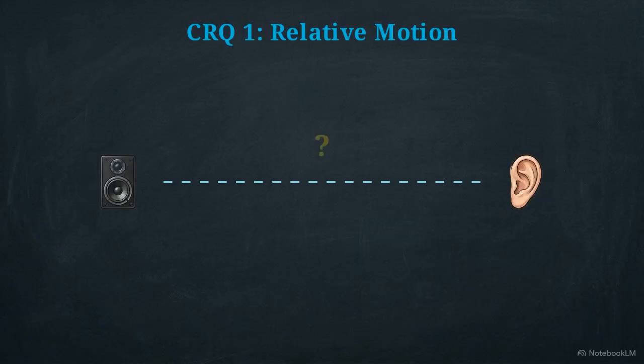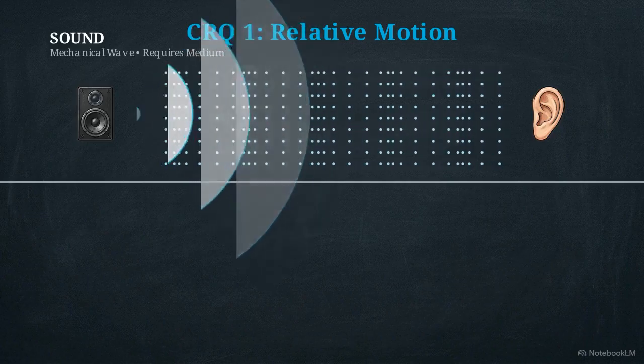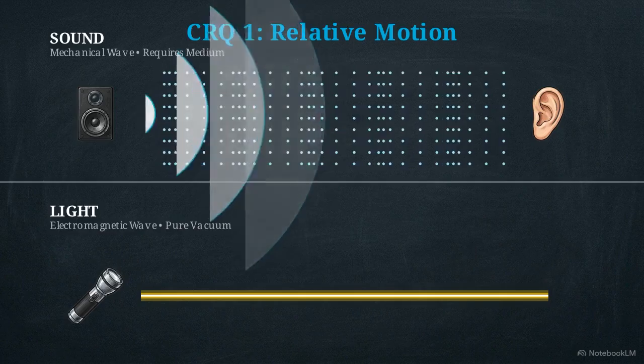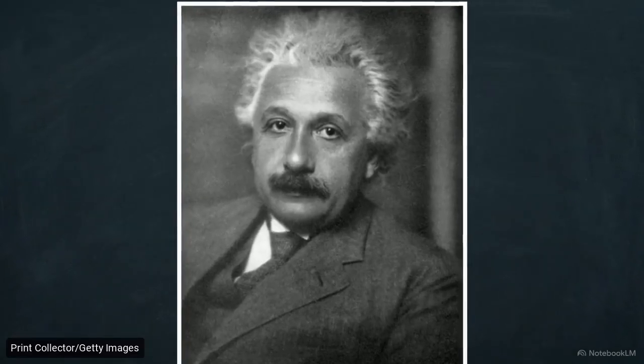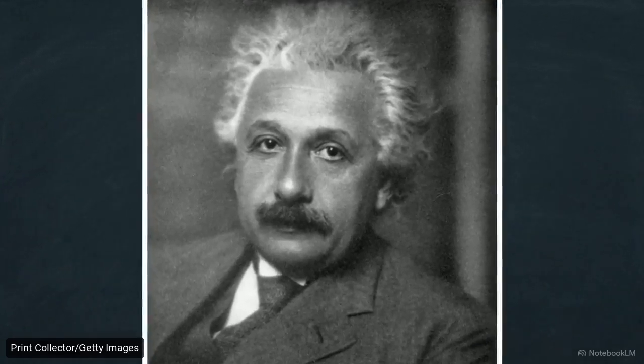Take CRQ 1. It asks if the speed of light is affected by the relative motion between an observer and a source, just like the speed of sound. On the top half of the screen, you can see sound waves require a physical medium to travel. On the bottom, light waves propagate through a pure vacuum. Because light does not depend on a physical medium, its behavior follows a specific set of rules defined by Einstein's second postulate of special relativity.